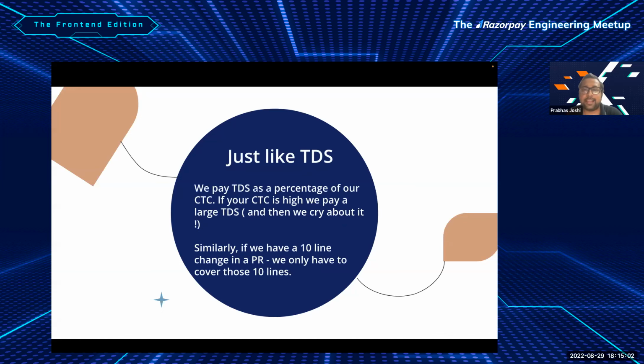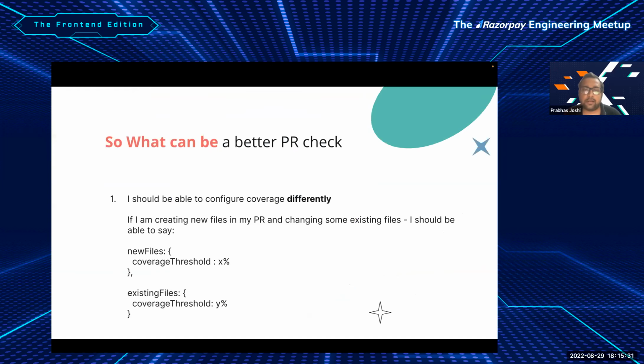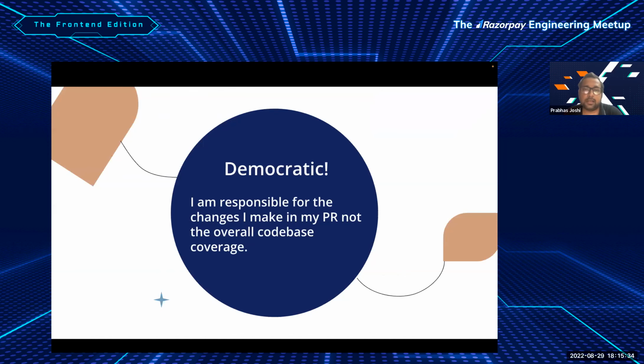And if you think about it, it's like TDS, tax deducted at source. TDS is a percentage of our CTC. So if your CTC is high, you're paying a large TDS, and then we cry about it, of course. But similarly, if we have a 10 line change in a PR, we only have to cover those 10 lines, because the cost of development is 10 lines. If I'm able to write tests which cover those 10 lines, I'm good, instead of being blocked like this. So this, I feel, is a slightly different and better way of thinking.